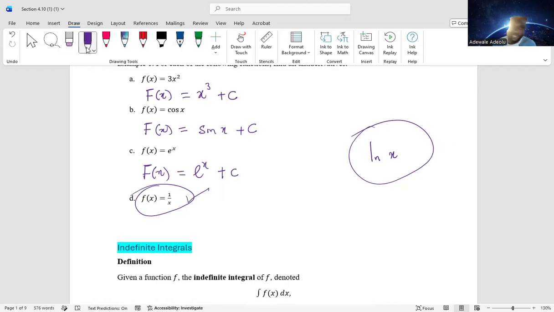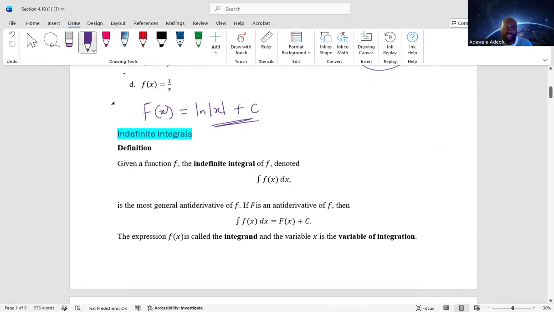However, we need to be careful with natural log because the domain of natural log, our input, has to be positive. So in that case, I will introduce absolute value there. So in general, the antiderivative of 1 over x will be something like this, natural log of x, but in absolute value, then plus c. So that is just a quick example.